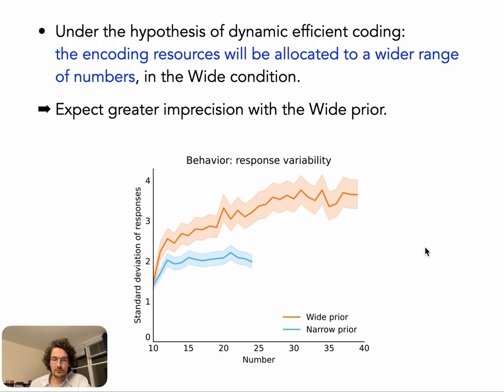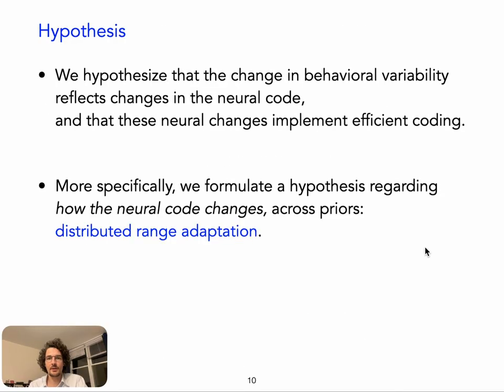So this is not new. This replicates existing results, but it's behavioral evidence for this dynamic, adaptive, efficient coding. And so now we're interested in the neural substrate of this. And so we're going to make the hypothesis that the change in behavioral variability that I just presented reflects changes in the neural code, and the hypothesis that these neural changes implement efficient coding.